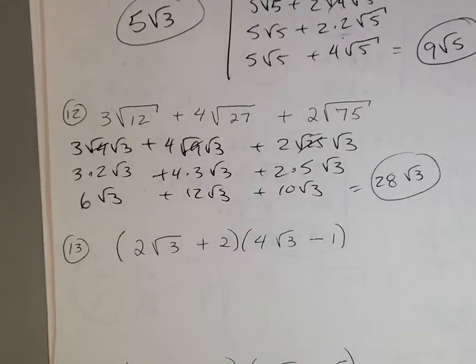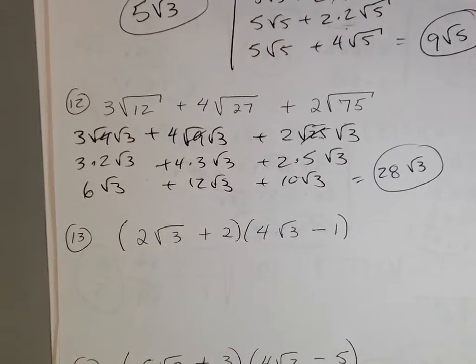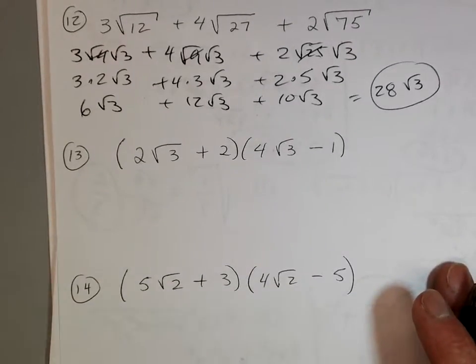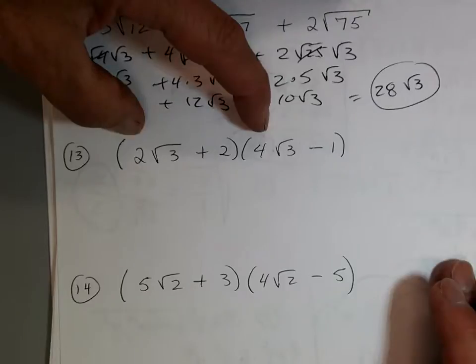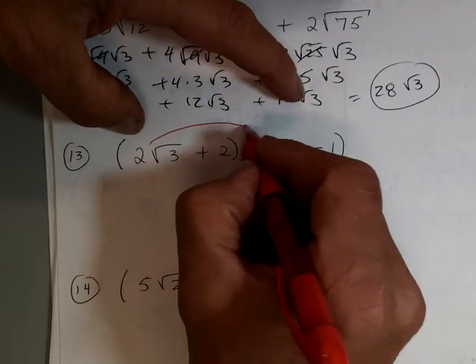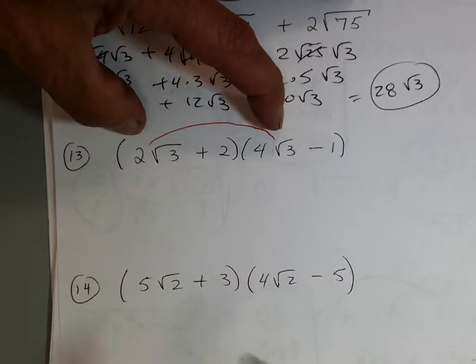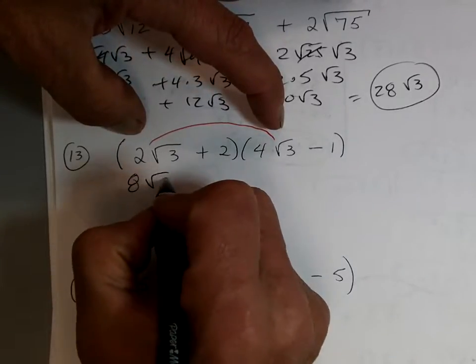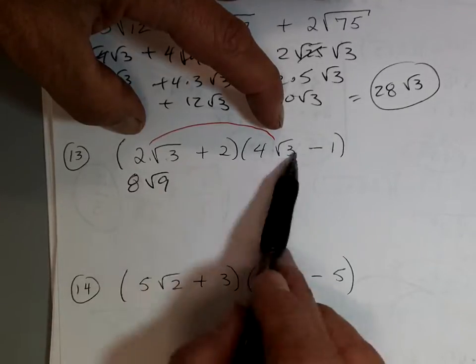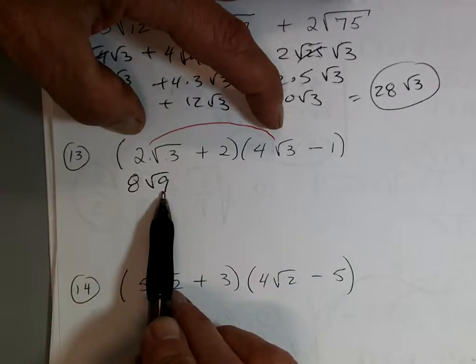Now, 13 is a FOIL problem. So watch. I'll wait till everybody's ready, and we're going to do 13 together, okay? Here we go. We're going to go FOIL. Okay, you ready? 2 square roots of 3 times 4 square roots of 3 makes an 8 square roots of 9. I'm going to go slowly. 8 square roots of 9.